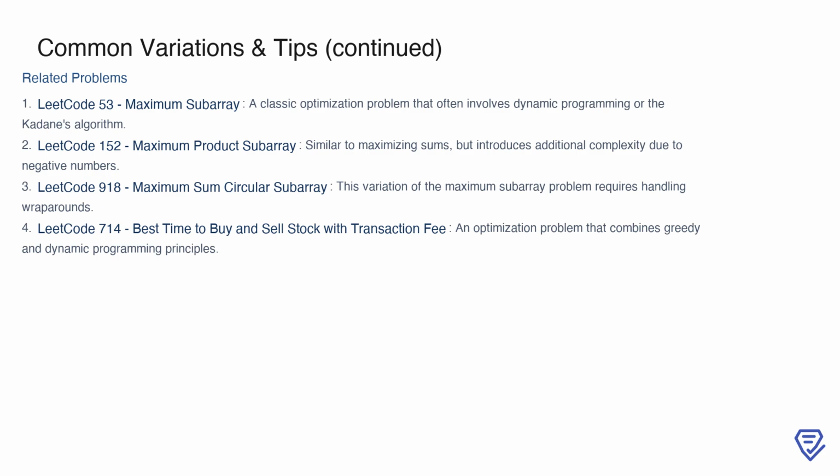negative numbers. Similarly, LeetCode 918, maximum sum circular subarray, extends the maximum subarray concept by accounting for wraparounds in a circular array. Lastly, LeetCode 714, best time to buy and sell stock with transaction fee, combines greedy and dynamic programming principles to optimize profits while factoring in additional constraints like transaction fees. These problems not only reinforce techniques but also showcase variations that can arise in optimization challenges, helping you prepare for a broader range of scenarios.